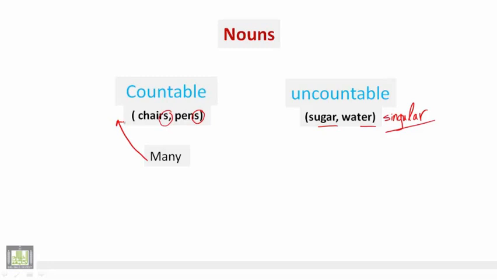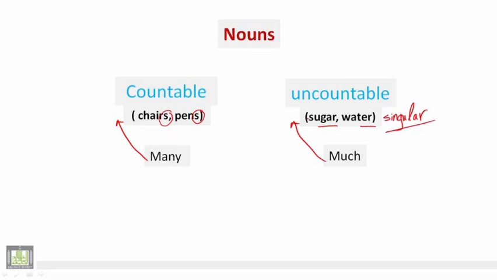Because many means more than one. لأن كلمة many تعني أكثر من واحد, وبالتالي يمكن استخدام many فقط only before countable nouns. However, with uncountable nouns we cannot use many, but we use much. So we say much sugar and much water. And both of them are used to refer to abundance.